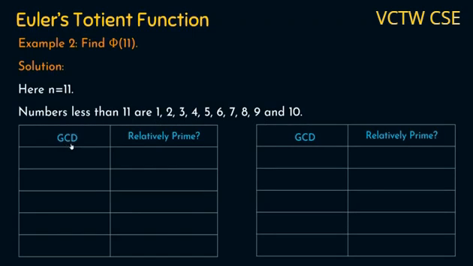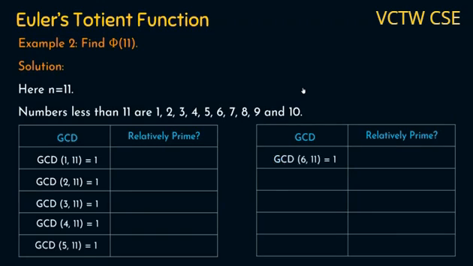So we are going to find how many numbers in these 10 numbers that are relatively prime to 11. So we are going to obviously compute the GCD, right? So we are going to compute the GCD of 1, 11, 2, 11 up to 10, 11, right? So let's see that now. So we are going to compute the GCD of 1, 11, 2, 11, 3, 11, 4, 11, 5, 11, 6, 11, 7, 11, 8, 9 and 10, 11, right?